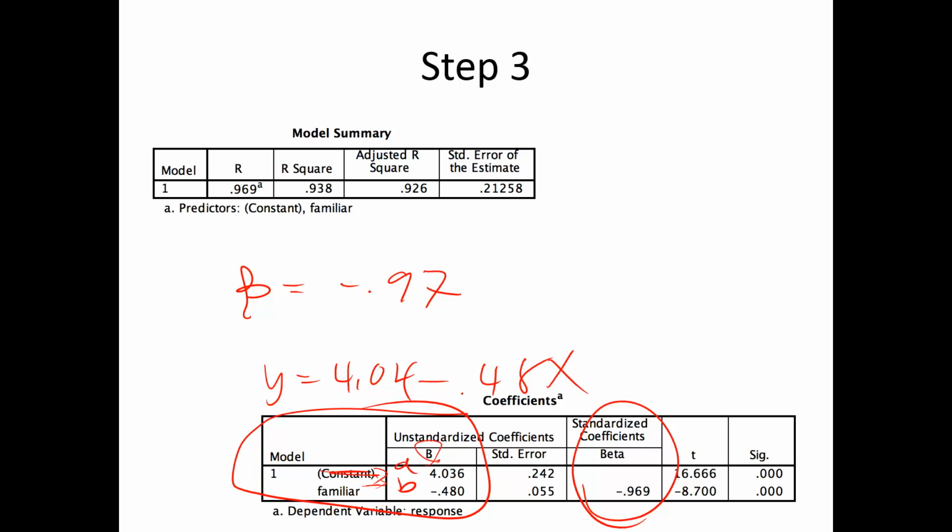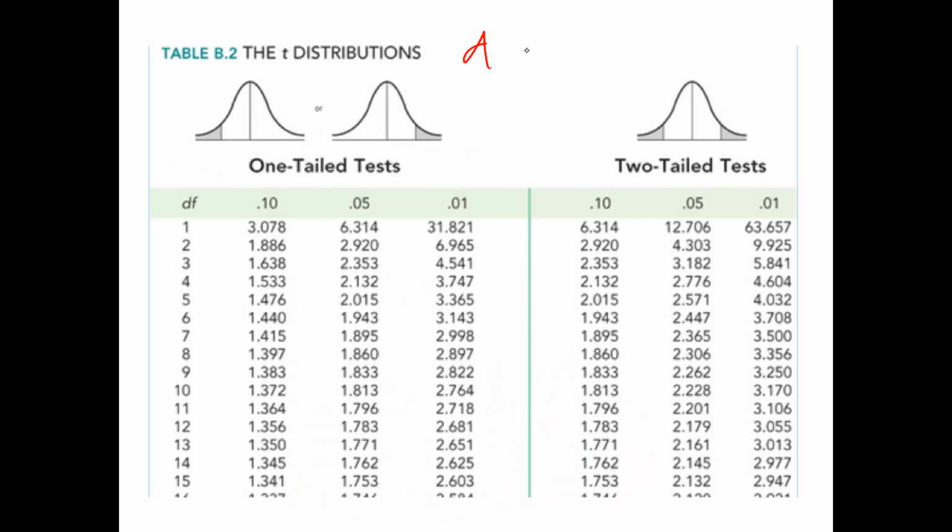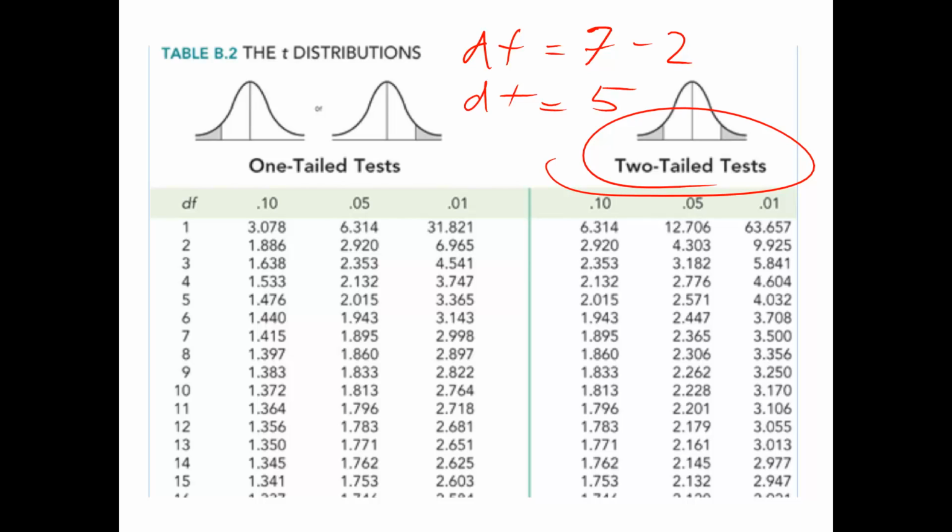For step 4, we need degrees of freedom. It's still n minus 2, so 7 minus 2, so df is 5. We're still using a two-tailed test for everything. So I'm going to go 5 over here, and the problem said to use 0.05. So plus or minus 2.571. Remember, everything over here is plus or minus.